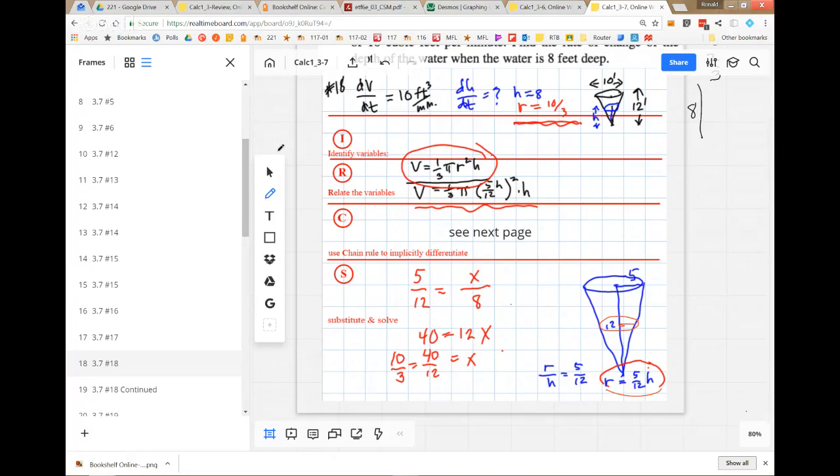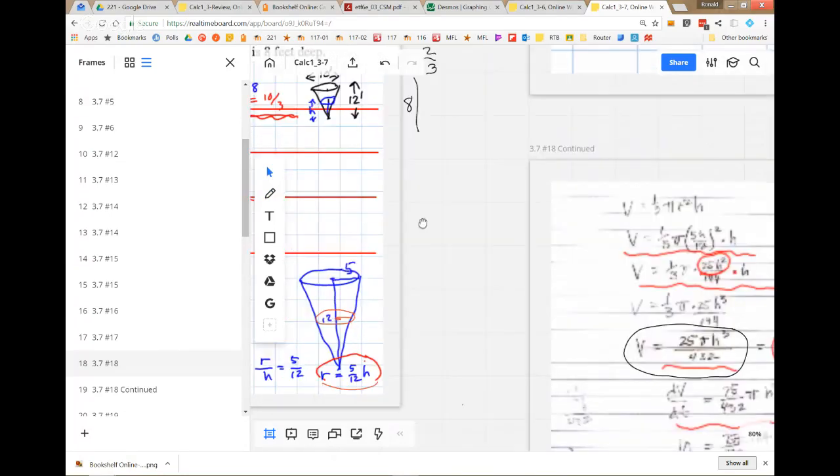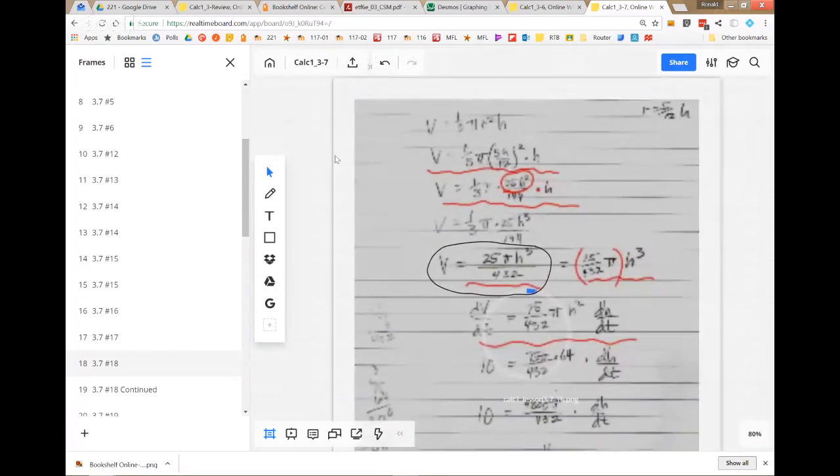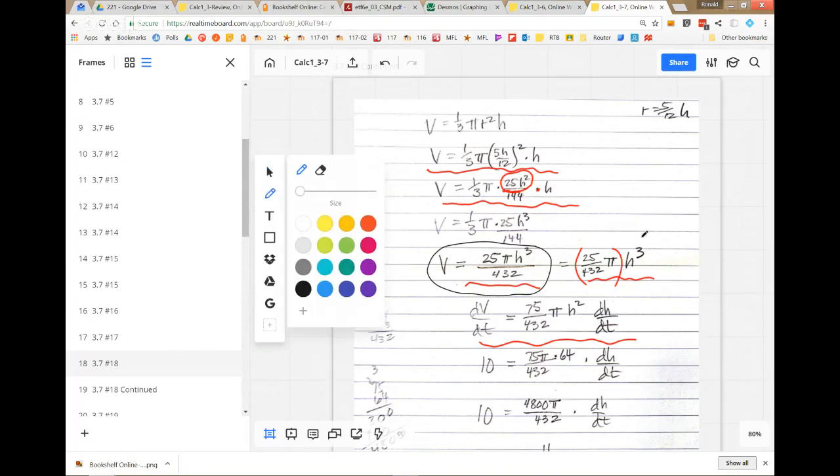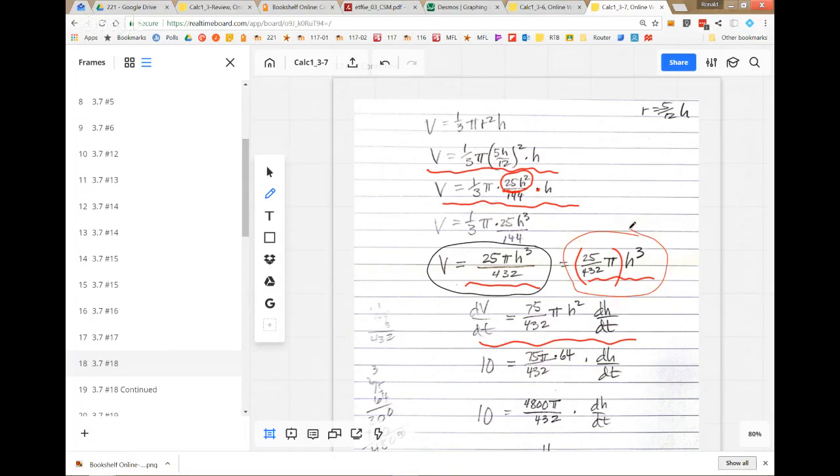Okay, we got to go to the next page here, so to show the detail. Here's where I plugged that in. We squared it, and we got 5h squared is 25h squared. 12 squared is 144. So by bringing all of this together, this is the best form of it right here. This is our relationship. Volume equals that.